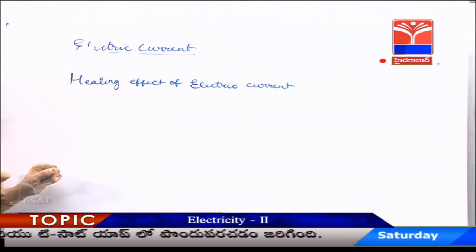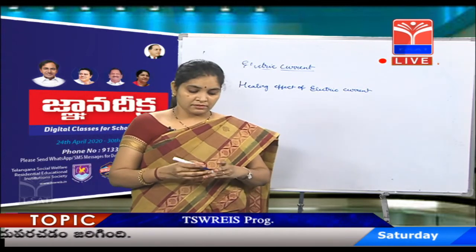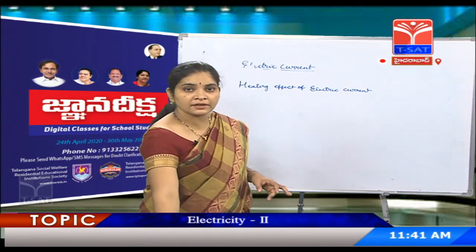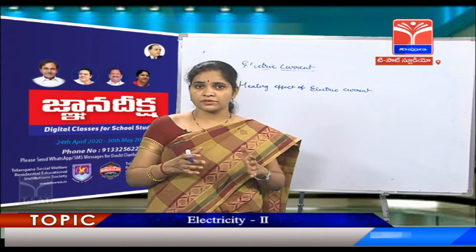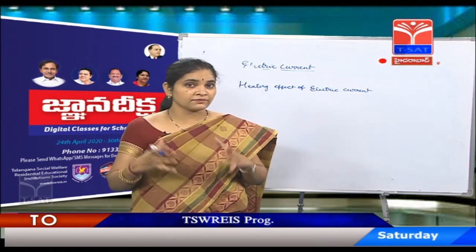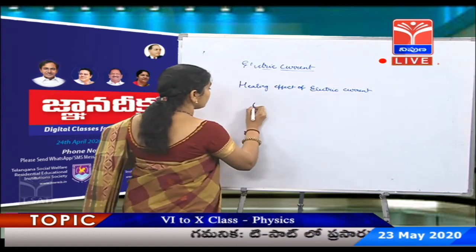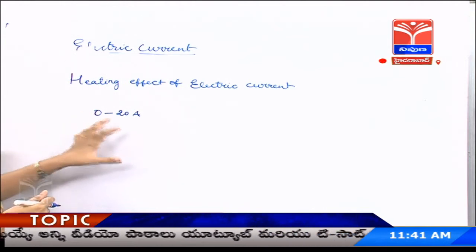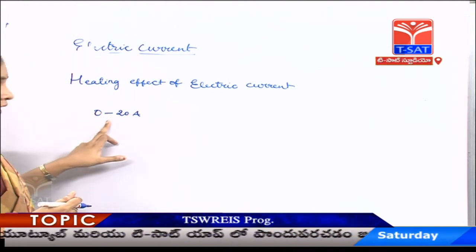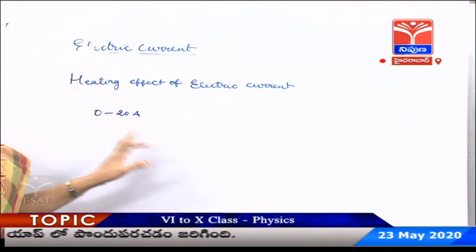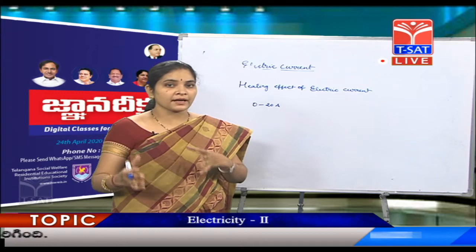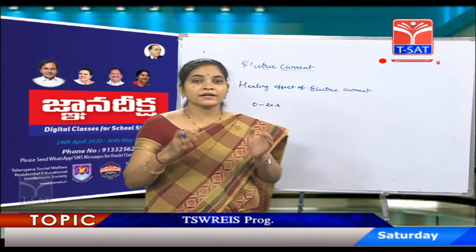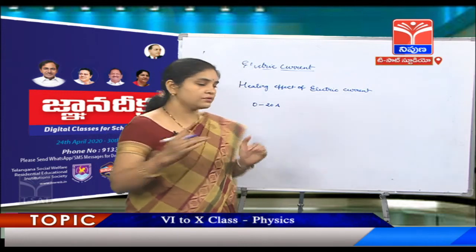Children, other than this, there is one more device which works on the heating effect of electric current. In our house, for household usage, we draw a current of 0 to 20 amperes from the mains. When current exceeds a limit, it may cause damage to electric appliances. So, to protect from that damage, we use a safety device called electric fuse.